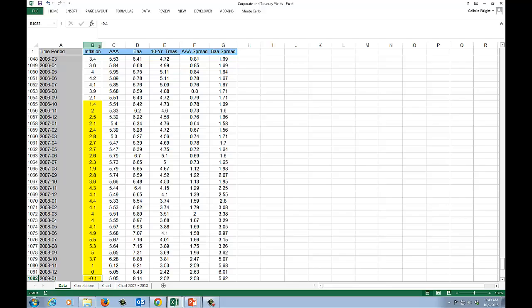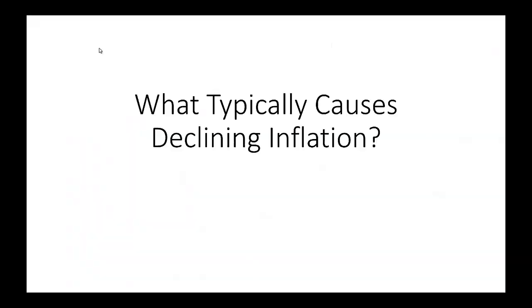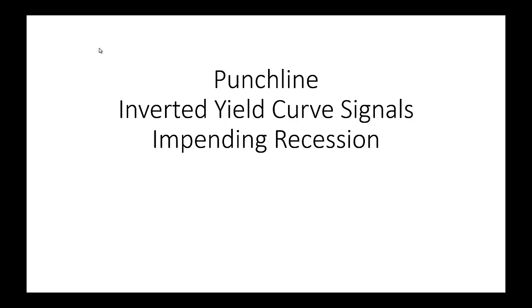Now watch what happens as we hit the crisis. As we hit the crisis, inflation declines precipitously. So the answer to this question, what typically causes declining inflation? The answer to that question is recession. So here's the punchline. An inverted yield curve is a signal that there is a recession on the horizon.